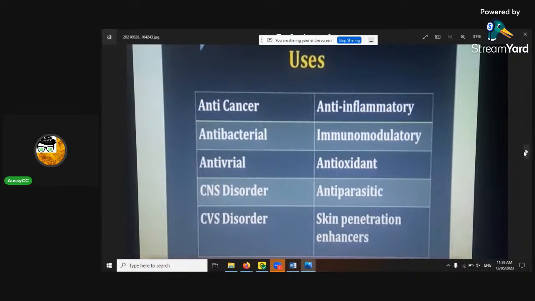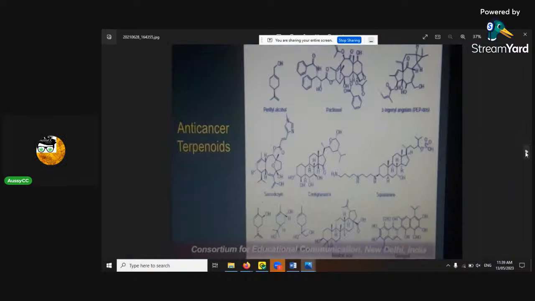See, this is all the uses of the terpenes. They've got anti this and anti that: anti-cancer, antibacterial, antiviral, anti-inflammatory, antioxidant, antispasmodic, anti-parasitic, all sorts of antis you can think of. That's why people use volatile oils. Anti-cancer terpenes.